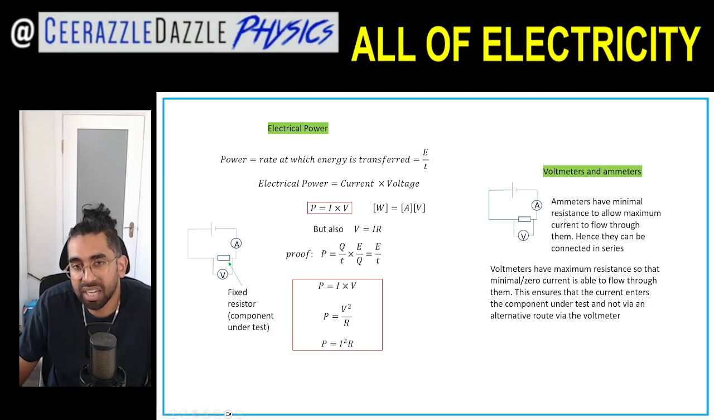Voltmeters and ammeters. Ammeters have a minimal resistance to allow maximum current to flow through it. So they have a minimal resistance, that's why the current can flow through easily. Voltmeters are different. They have the maximum resistance. The reason why is because if it had a low resistance, the current wouldn't go through that component. It would bypass it, go around here and go around. So you want the maximum resistance here to force it through the component, and the minimum resistance here enabling it to travel all the way through.